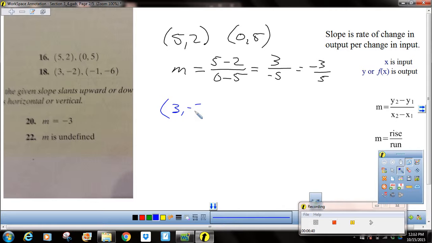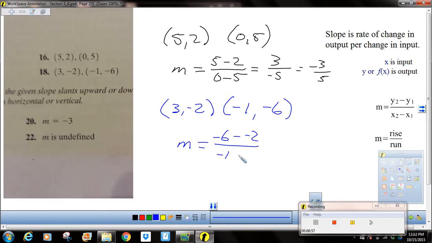Points are 3, -2, -1, -6. Slope is the change in the y over the change in the x. -6 minus -2, I need to convert that to plus 2. Went up to -4 over -4. Negative divided by negative is positive. 4 over 4 is 1. So for each time the x increases by 1, the y is going to increase by 1.